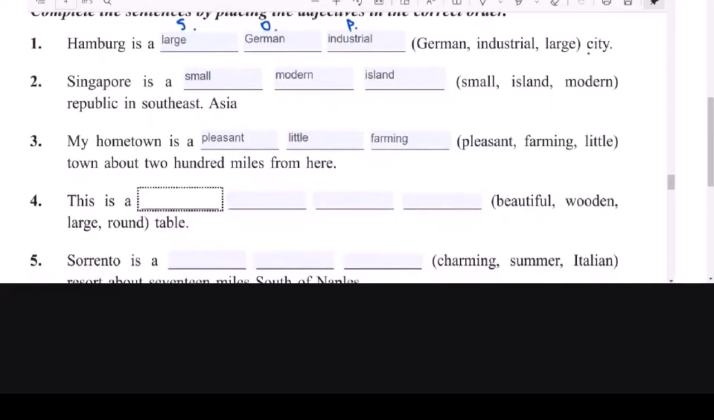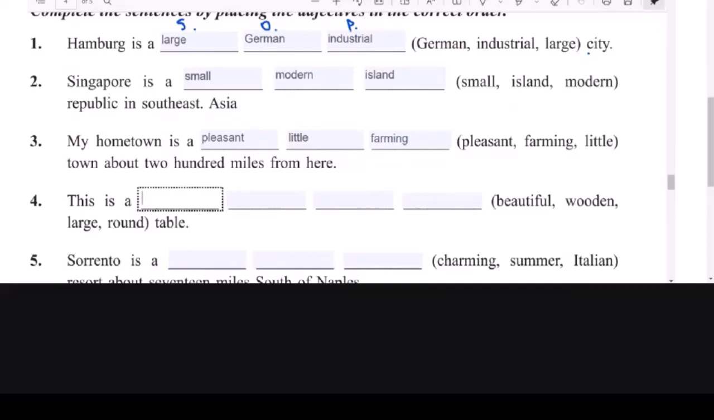This is a blank. Beautiful, wooden, round, large, wooden. What is it? Round. All right, but what's the meaning of round, teacher? Round like a circle. Another way we could say round is circular. Circular is very similar to round. The shape of a circle.